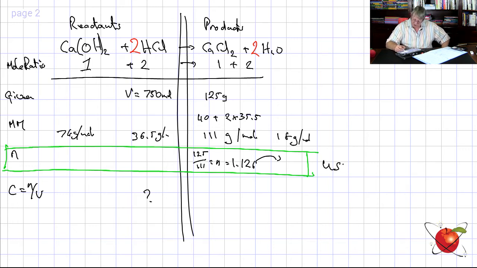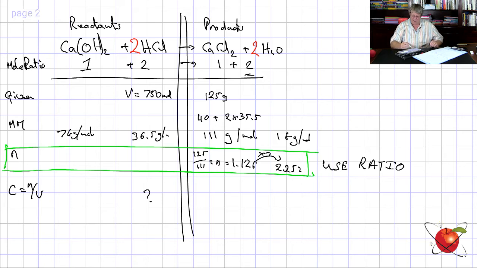Therefore, how much water would we get off? This is where we use the ratio. Only here do we use the ratio. We're going to have 2.252, because I multiplied it by 2, because that's the ratio. Let's go the other way. It's also going to be 2.252 moles, right? This one is going to be 1.126. Why? Because this is also a 2. Use the ratio. I've worked out 1 is 1.126. Therefore, 2 must be double it, right? So what do I have here?